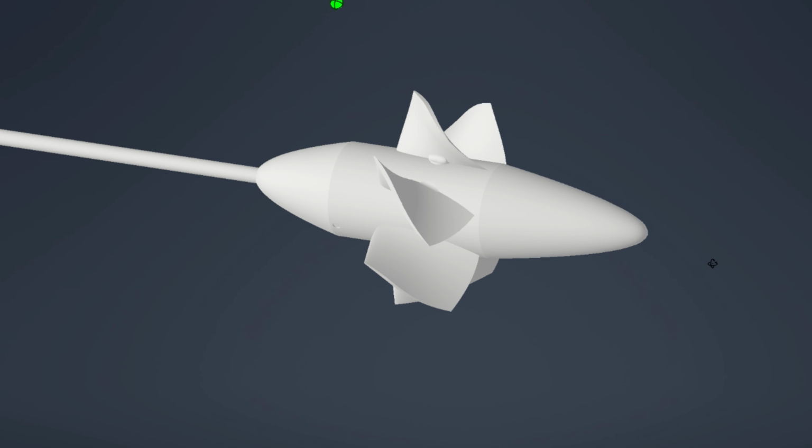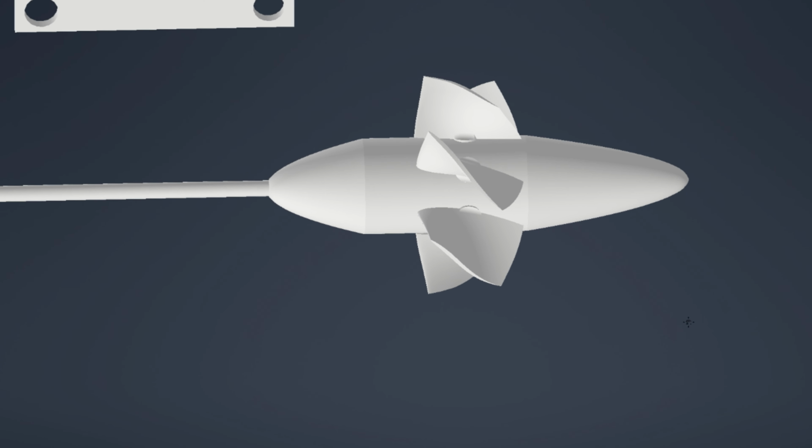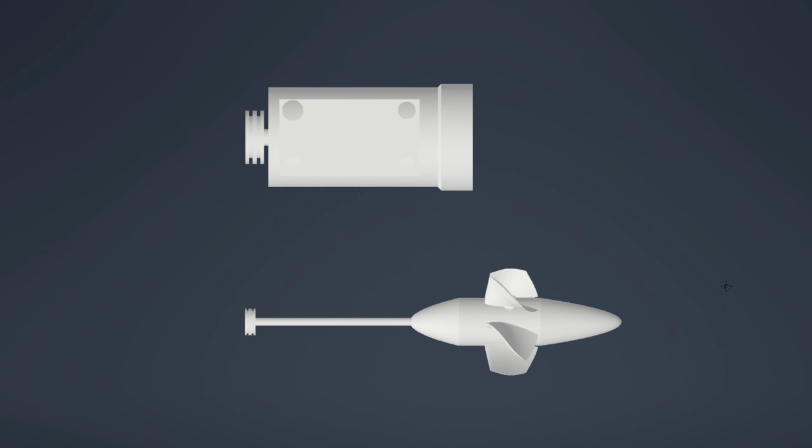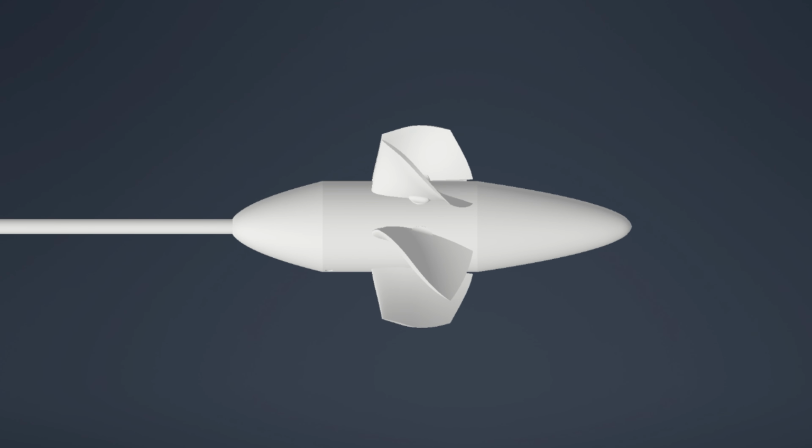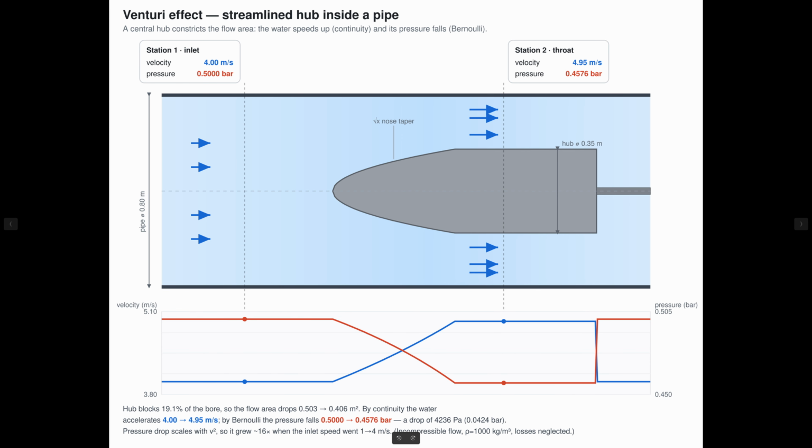So we don't dump it. We slow it down gently, behind the runner blades, with a taper that is attached to the hub. As the area opens, the water slows down, and by the same Bernoulli bookkeeping as the hub in reverse, the pressure climbs back up. We're turning leftover speed back into pressure.